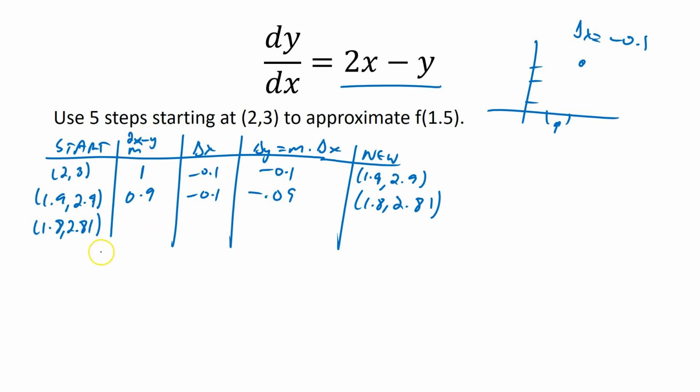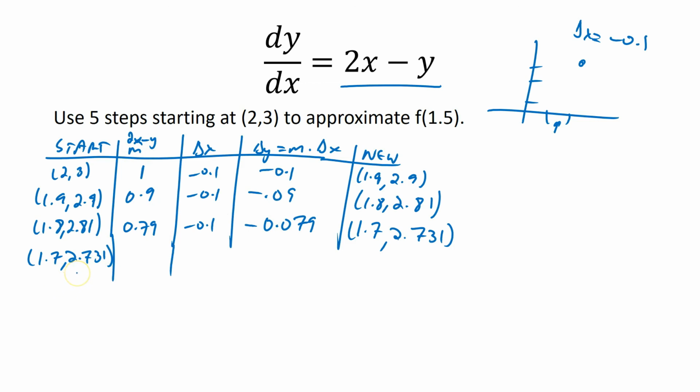So 2x minus y: 2 times 1.8 minus 2.81 gives me 0.79. Change in x still negative 0.1, so our m times delta x will be negative 0.079. New x coordinate, 1.7, we keep dropping 0.1 there. And the y coordinate is going to be 2.81 minus 0.079, which gives me 2.731. All right, so that's our new starting point, (1.7, 2.731).